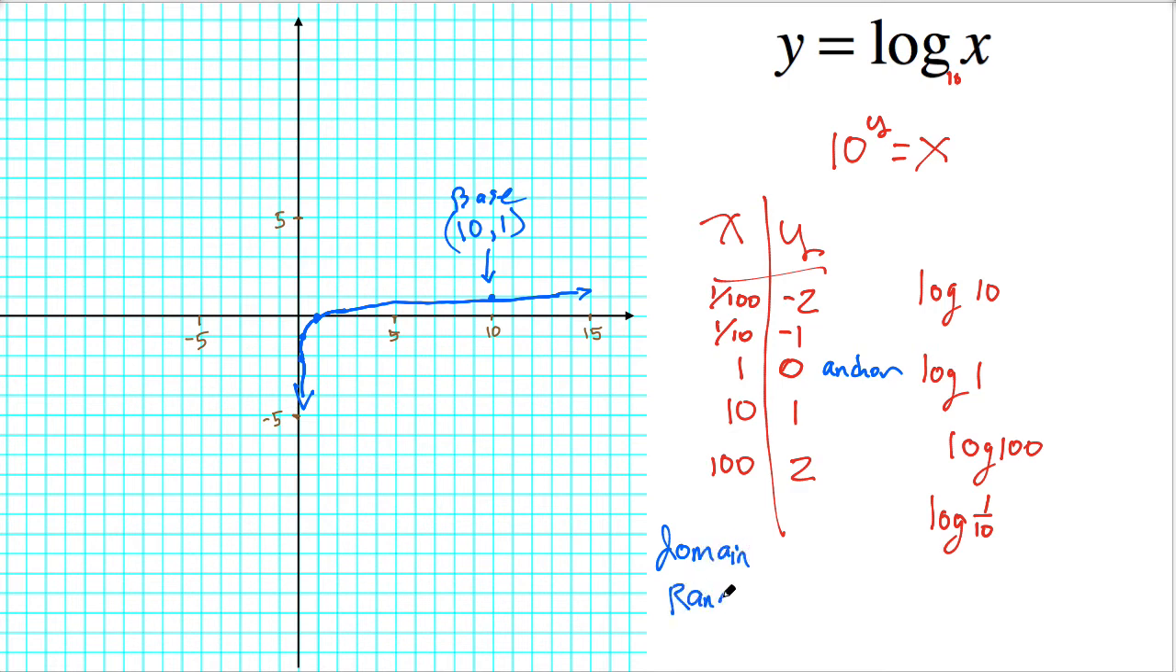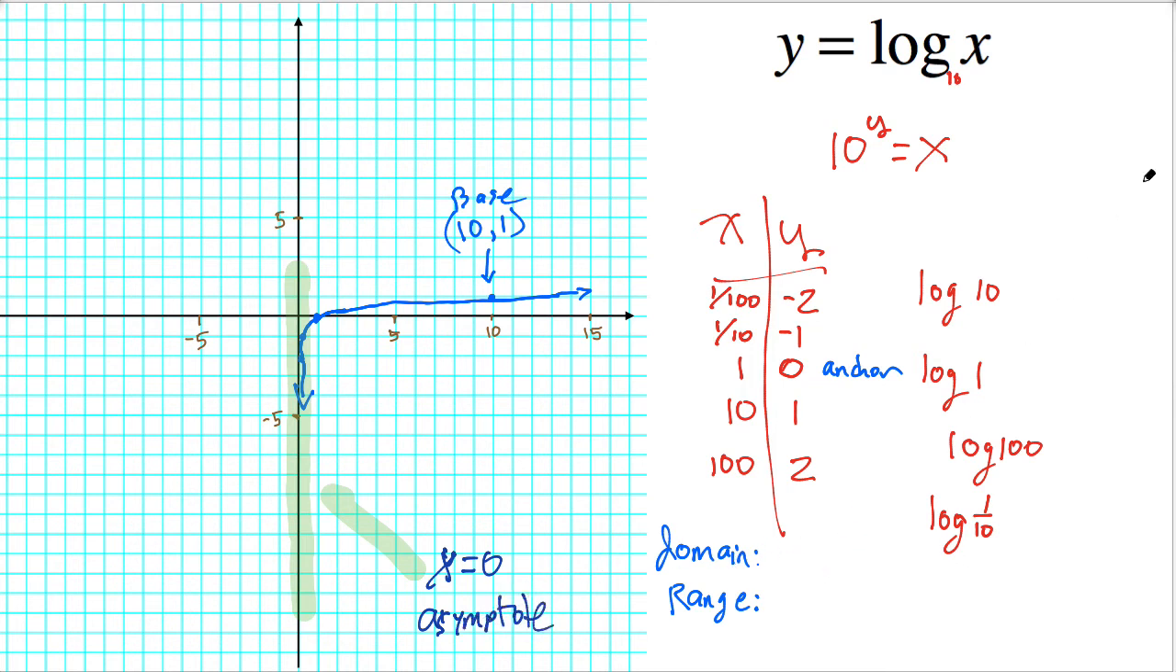Our domain and range are the same as before. Take a look at the legal values of x. Oh, you know what I forgot to do? I forgot to put in our asymptote. See if I can pick a color that'll be visible. We're going to have an asymptote here. Our asymptote is actually going to be x equals 0, our vertical asymptote.